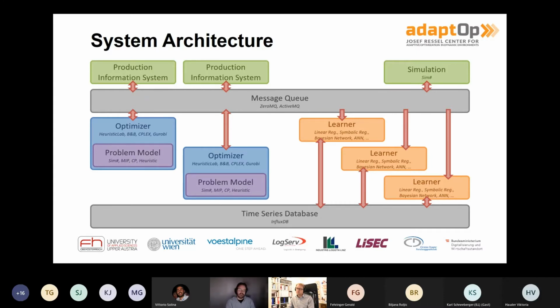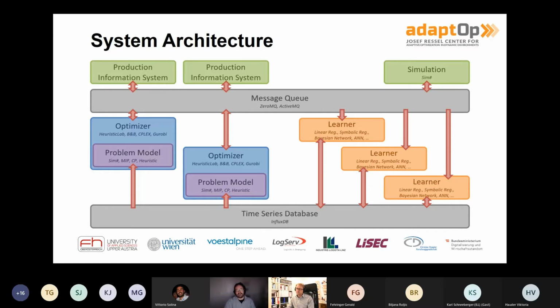by the purpose. And so we can use this time series database to hold historical data, but also to hold predictive data for the future. And then the problem models can retrieve this data from the time series database to update their scenarios and to update their problem model accordingly. So this is the overall picture of the system architecture that we are following in our Josef Ressel Center and some of the first results of our project.